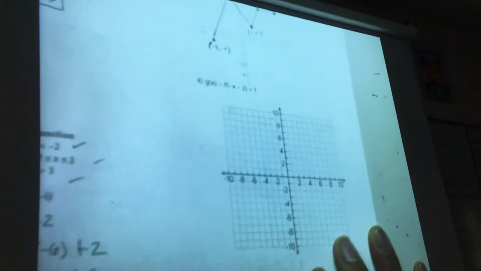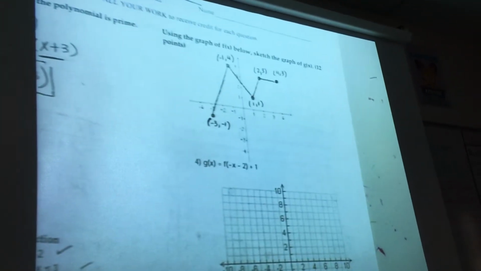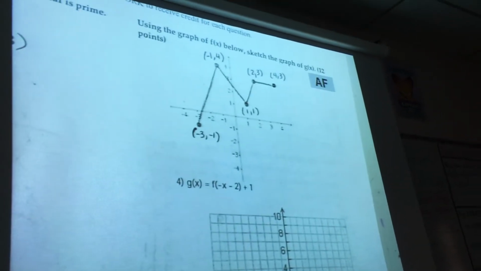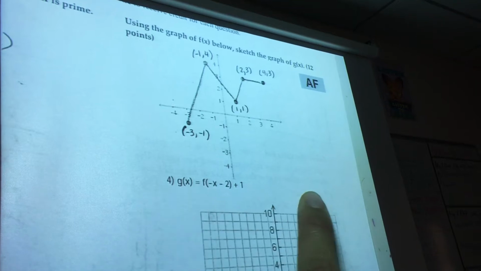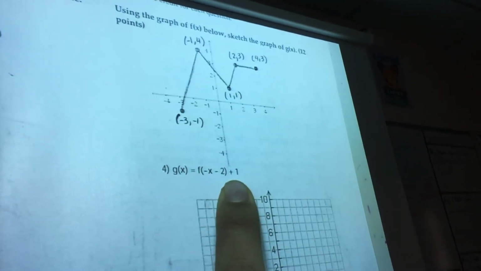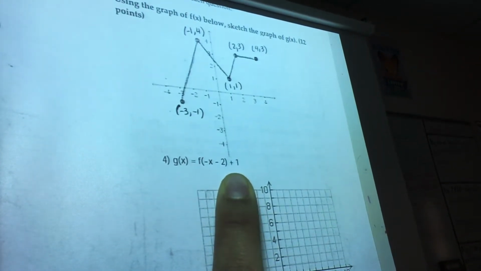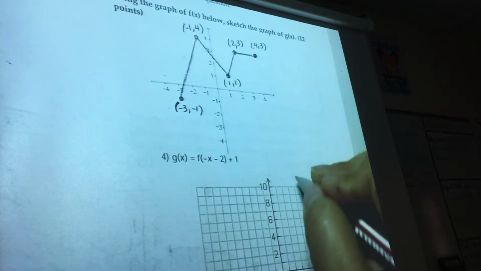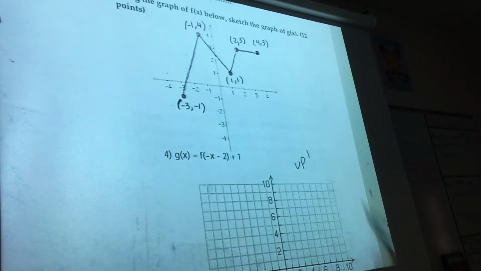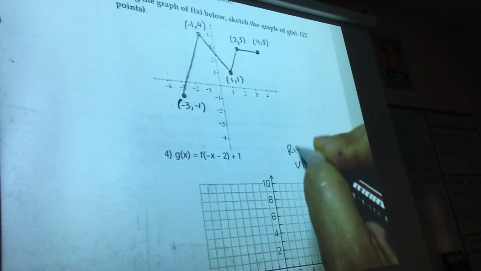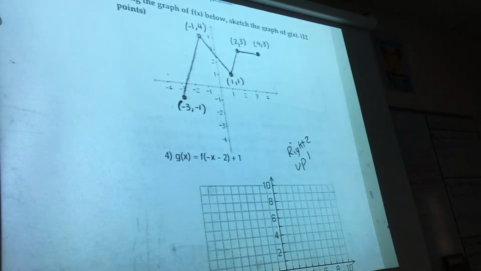Let's look at this problem because it looks a little bit different. We have covered, when we see things like this, we know what happens. Now, what does that plus 1 tell you? Where does it move? What kind of transformation is happening? We have an up 1. What does that minus 2 inside tell you? To the right 2. Oh, we have to have those memorized, don't we?